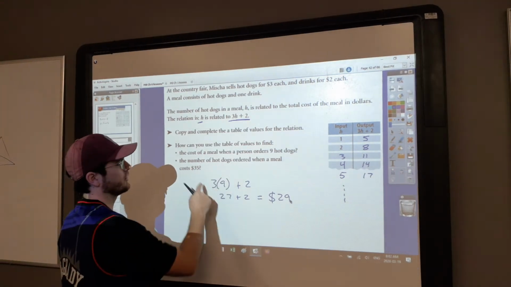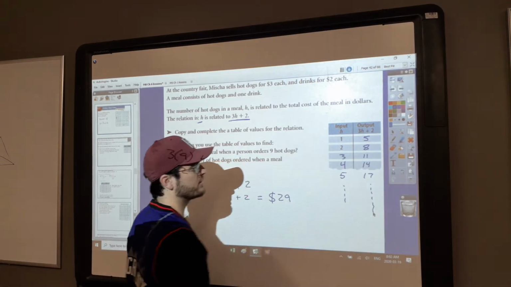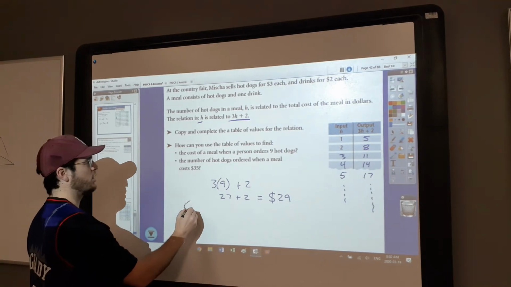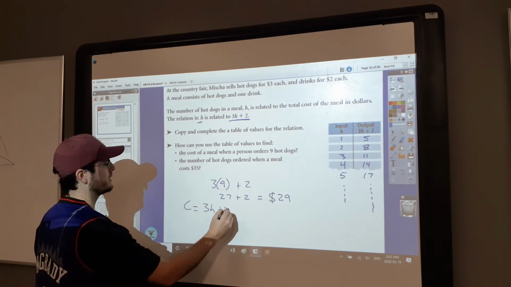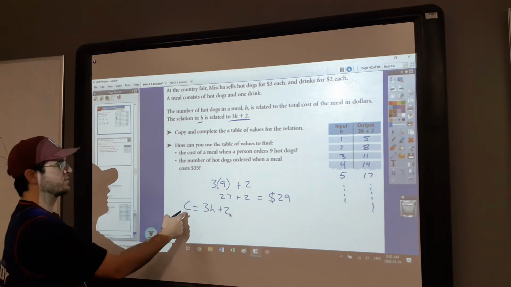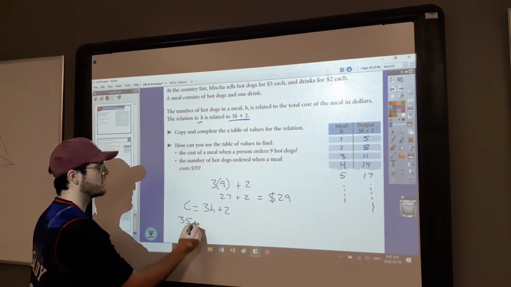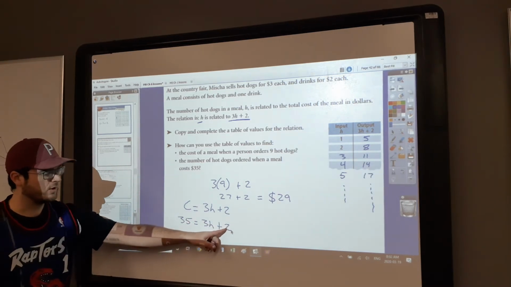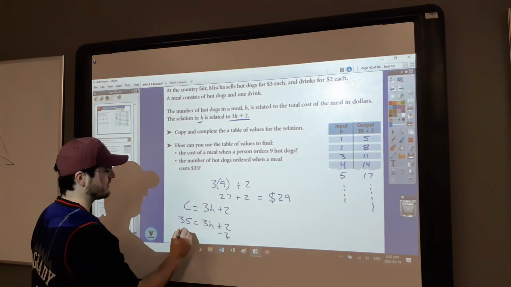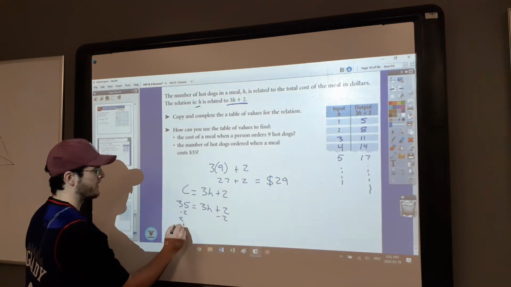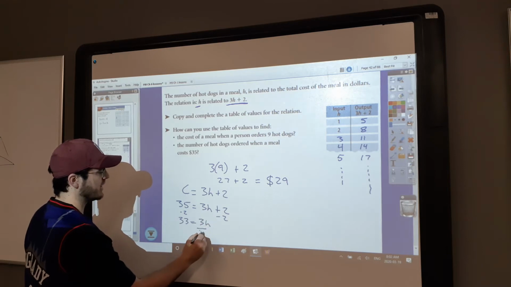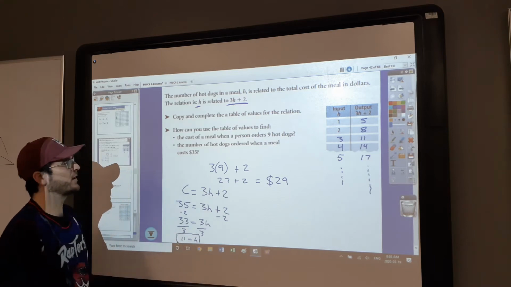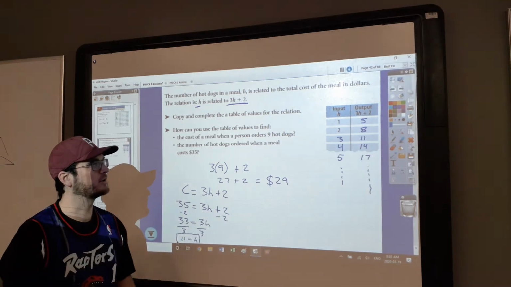Okay, and then same thing the other way. How many hot dogs when you're ordering 35? Again, you can keep jumping up by 3 until you get to 35, but if you have the equation, then you know that the cost is equal to 3 times the hot dogs plus 2, and so we could just plug in 35 here. This should look familiar from earlier on in the chapter. This is a 2-step equation. Opposite operation, start with the stuff furthest away. 33 equals 3h, divide by 3 on both sides. So if you want to spend $35 on a meal, you're going to get 11 hot dogs out of it.